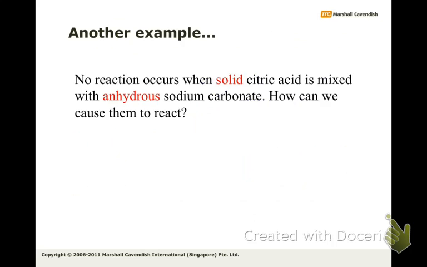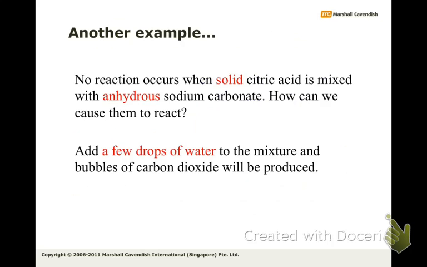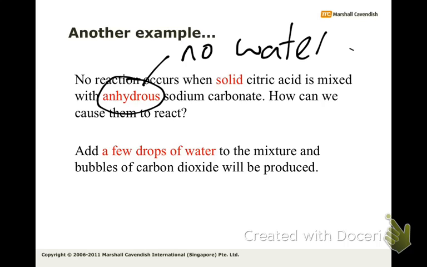Now, another example is citric acid. Citric acids are prevalent in lemon, oranges, lime, and stuff like that. When you mix it with anhydrous sodium carbonate and solid citric acid, you realize that there is no reaction. Anhydrous means no water. Well, all our crystals basically have water, so when you talk about anhydrous, they evaporate it to dryness and you are left with just powder form.